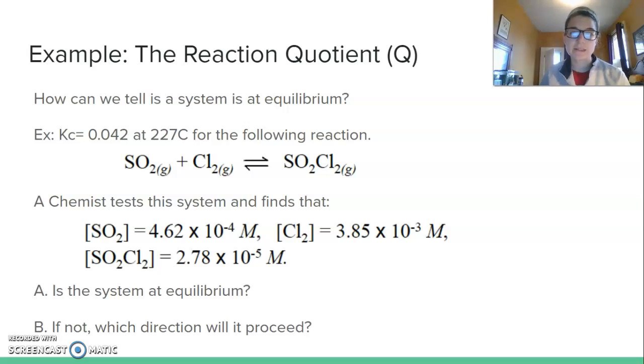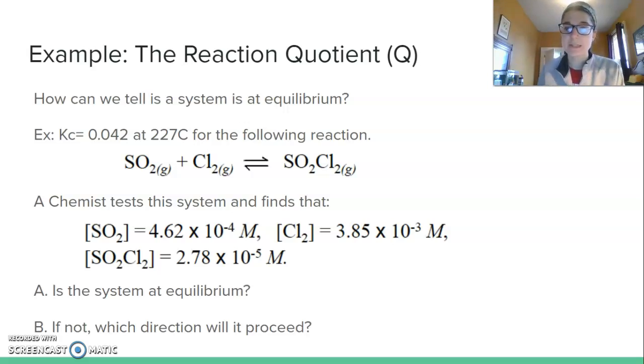So here we have an example with sulfur dioxide and chlorine gas reacting to make SO2Cl2. Our equilibrium constant is 0.042 at 227 degrees Celsius for this reaction. A chemist tests this system and finds these concentration values at a given time. The concentration of sulfur dioxide is 4.62 times 10 to the negative 4 molar, chlorine gas is 3.85 times 10 to the negative 3 molar, and SO2Cl2 is 2.78 times 10 to the negative 5 molar.